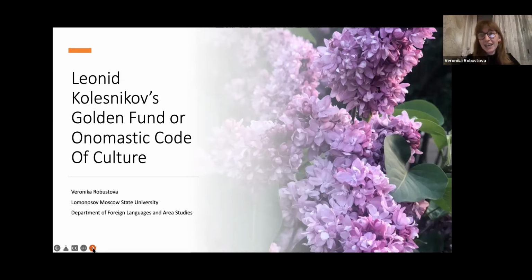So today I would like to talk about the onomastic code of culture, and especially to illustrate it with the names of lilac, the names given by Leonid Kolesnikov, one of the greatest lilac breeders in Russia, and how it happened that I became interested in this topic.